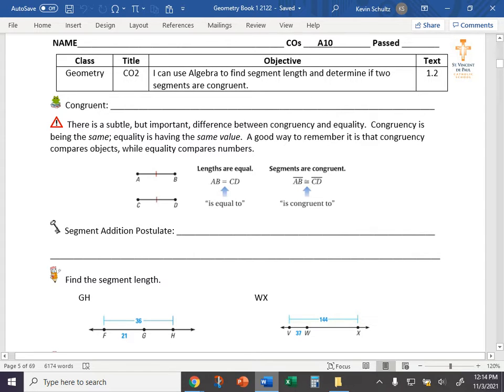We are continuing on with CO2, where we're introduced to our first postulate. I mentioned before we started to record that we will have postulate and theorems quizzes. These are basically the quote-unquote vocab terms for math, for geometry. But in reality, they are the reasons why we can do what we do.